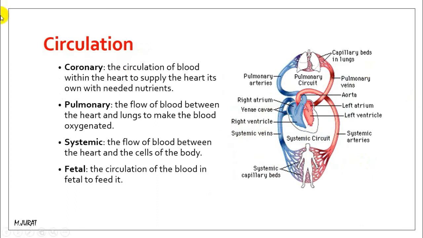Next title is types of circulation. We have four types of circulation. The first one is coronary circulation. It's the circulation of blood inside the heart itself. The second one is pulmonary circulation, circulation of blood to the lungs. The third one is systemic circulation, the flow of blood from the heart to other parts of the body. And the fourth type is fetal circulation. It's the circulation of the blood in the fetus to feed it.